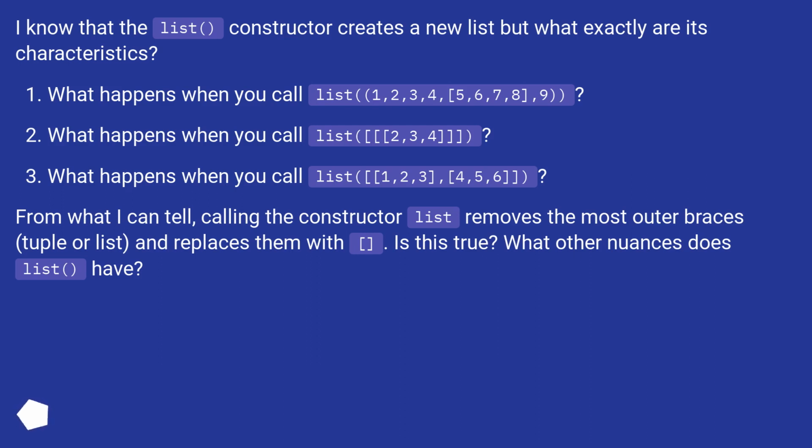From what I can tell, calling the constructor list removes the outermost braces, tuple or list, and replaces them with square brackets. Is this true? What other nuances does list have?